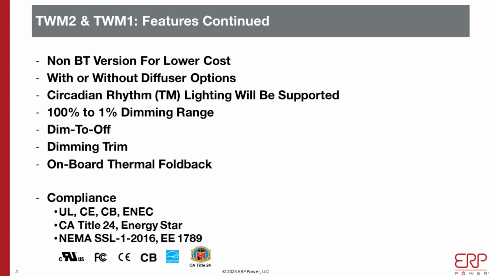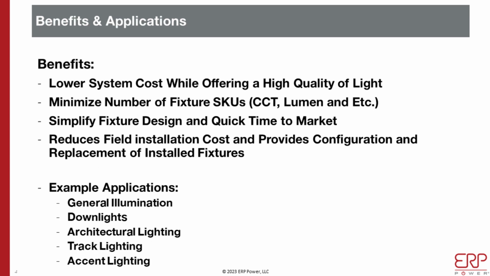Dimming trim meaning that you can set the minimum and the maximum to whatever you want. So let's say you can have, I don't know, 14% to 78% range, and then your dimmer will work in that range. And then there's the onboard thermal foldback as well. In terms of compliances, UL, CB, all of these are going to be supported. We have already gone through and are going through the UL and everything else, so I'm not going to spend more time on that.